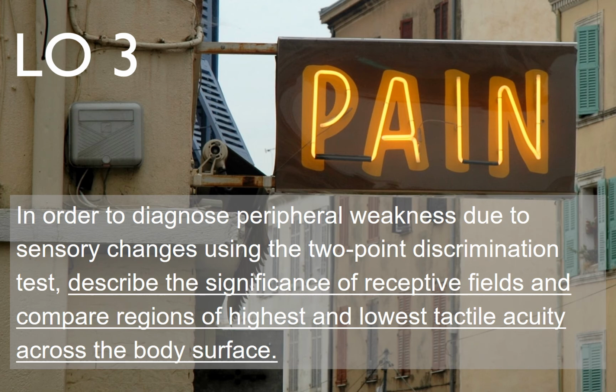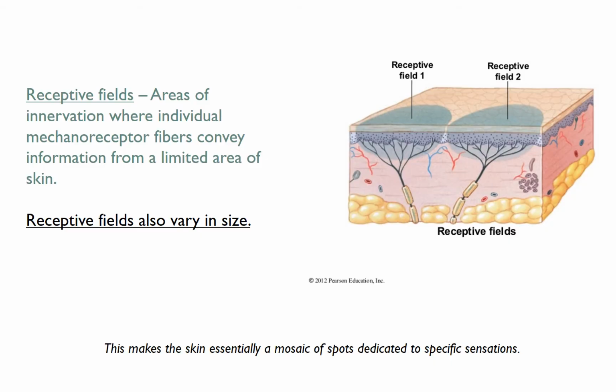Learning Objective 3 is about sensory receptor fields. Let's first define receptive fields. A receptive field corresponds to an area of innervation where individual mechanoreceptor fibers convey information from a limited area of skin. So essentially, it is the field out of which a nerve fiber is receptive.